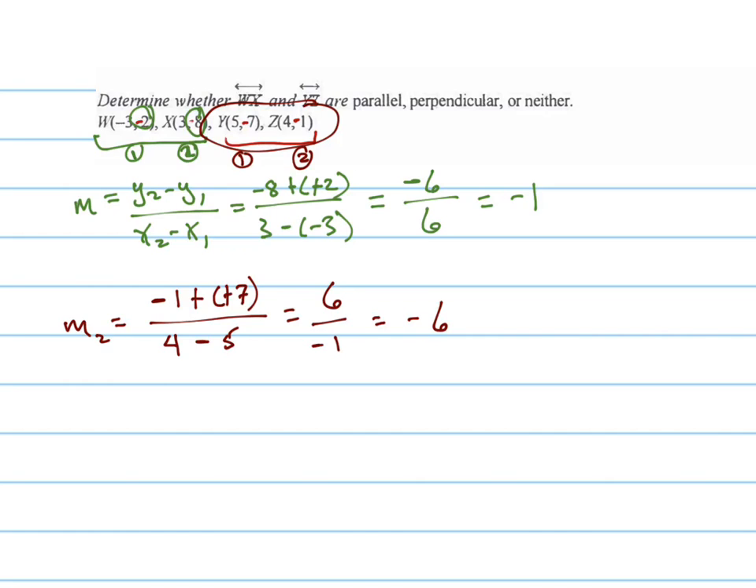So are they parallel, perpendicular, or neither? Remember, if the slopes are the same thing, they're parallel, or they're the same line. If the slopes are negative reciprocals, they're perpendicular. And if the slopes are neither one of those, then they're neither parallel nor perpendicular, meaning they're just intersecting lines. And that's the case that we have here.